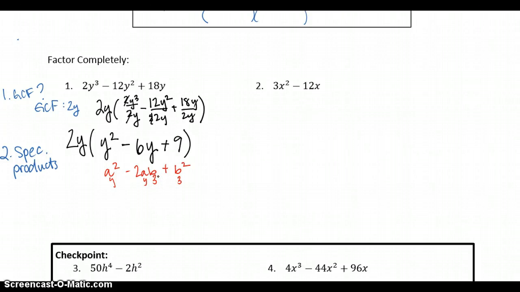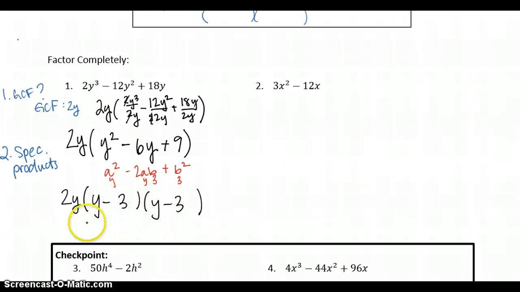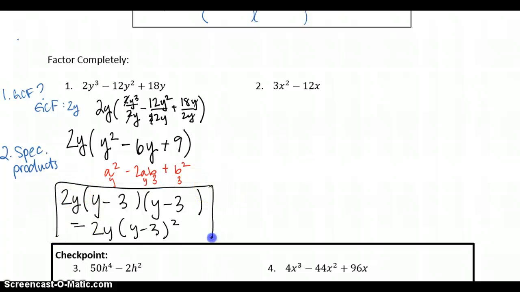So using this rule, I can rewrite this polynomial as 2y times, and then what's going to be left, according to my rule, is a minus b times a minus b. So we're going to have y minus 3 times y minus 3. You could also write this as 2y times y minus 3 squared. Either way you write your answer is correct.